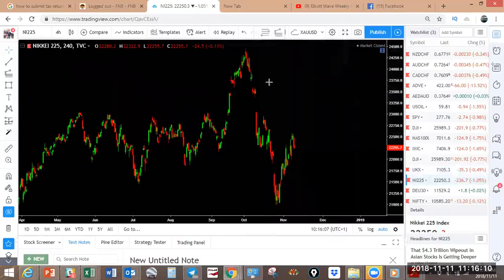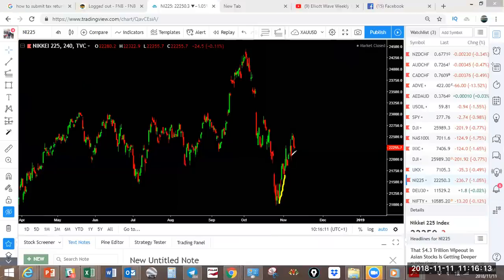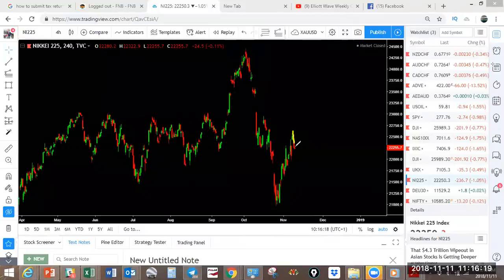Nikkei, also a pulsing move to the upside. Any pullback here is a corrective structure. Even if it doesn't go sideways and does this one, it is a 3-wave pullback. We look for further upside. Okay, that is the Nikkei.